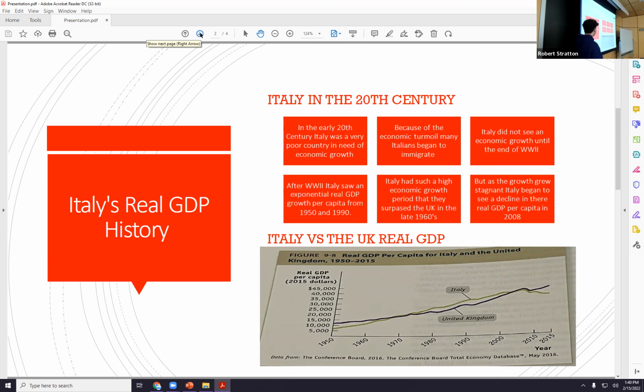Italy's economy. In the early 20th century, Italy was a very poor country in need of economic growth. It became so poor that in the 1920s, right before World War II, many people began to immigrate to the United States and other countries to find a better life. Italy did not see economic growth until the end of World War II. After World War II, it was an exponential real GDP growth from 1950 to 1990.